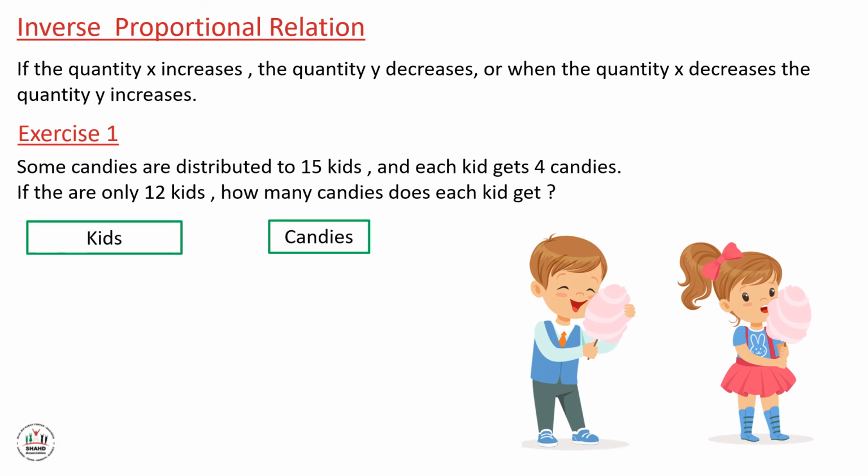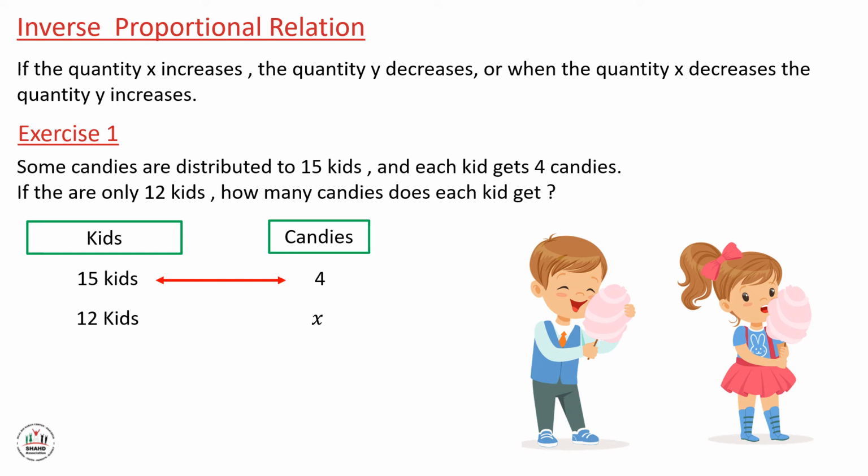Now again, we only need to rearrange the given. We put the number of kids on the left and the number of candies on the right. 15 kids, each one gets 4 candies, and 12 kids, each one gets X. We want to calculate this X.